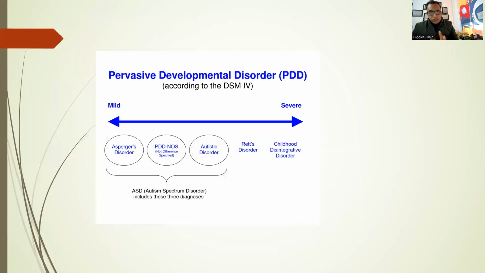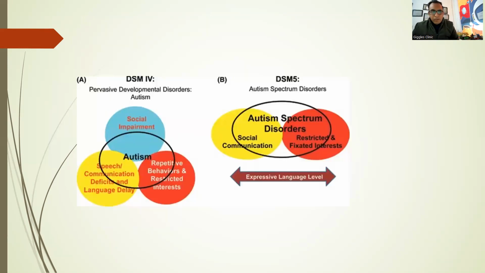So again, when we talk about DSM-4, this was the category of severity from mild: Asperger, PDD-NOS, autism, Rett, and childhood disintegrative disorder. So the severity varied from Asperger to childhood disintegrative disorder, which is the severe form of autism spectrum disorder. But nowadays we have removed these terms. We just classify them as mild, moderate, and severe. In DSM-5, only 2 domains are used. In DSM-4, 3 domains were used: social impairment, repetitive behaviors, and speech communication language deficits. We have removed all these 3 domains. We are now just using 2 domains, behavior and sensory.